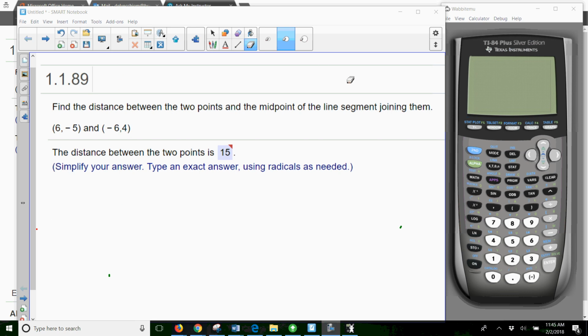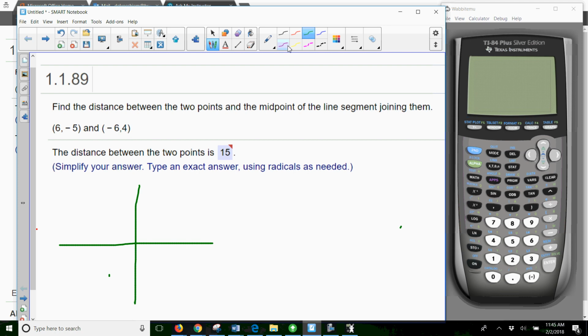So let's remember, we'll draw a picture here on the Cartesian plane. The point (6, -5) is going to be down here, and (-6, 4) is going to be up here in the second quadrant. Okay, and we could draw a line connecting these 2 points, and from that we can drop and make a right triangle. So we can look at our y component and our x component.